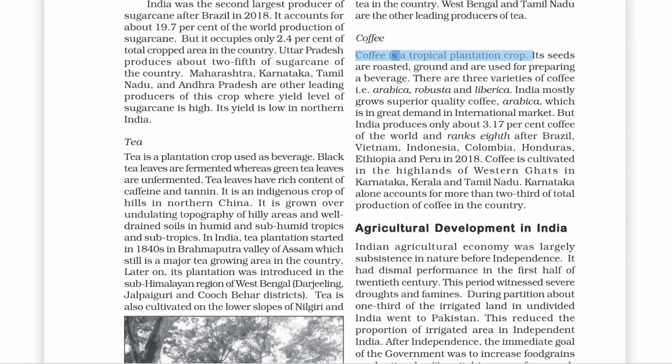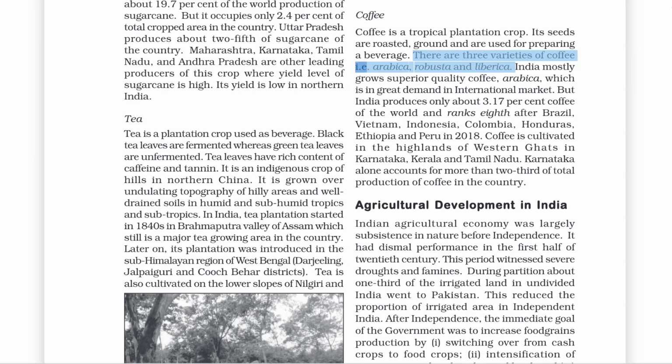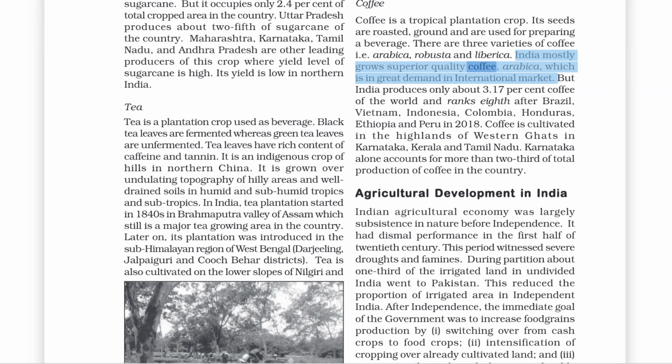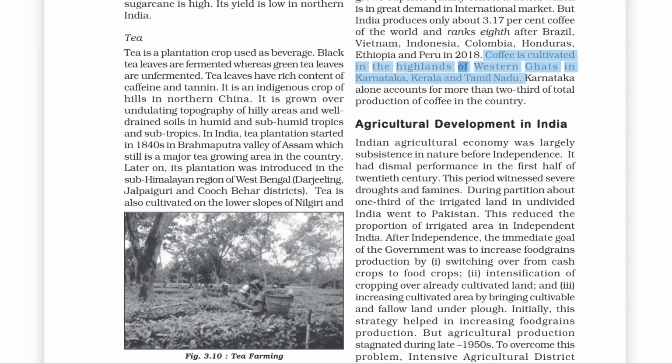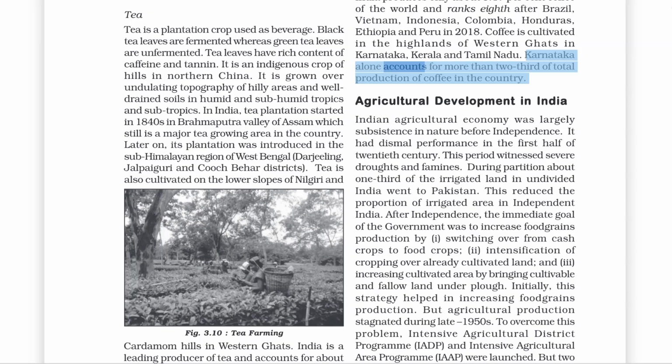Coffee. Coffee is a tropical plantation crop. Its seeds are roasted, ground, and are used for preparing a beverage. There are 3 varieties of coffee, i.e. Arabica, Robusta, and Liberica. India mostly grows superior quality coffee, Arabica, which is in great demand in international market. But India produces only about 3.17% coffee of the world and ranks 8th after Brazil, Vietnam, Indonesia, Colombia, Honduras, Ethiopia, and Peru in 2018. Coffee is cultivated in the highlands of Western Ghats in Karnataka, Kerala, and Tamil Nadu. Karnataka alone accounts for more than 2/3 of total production of coffee in the country.